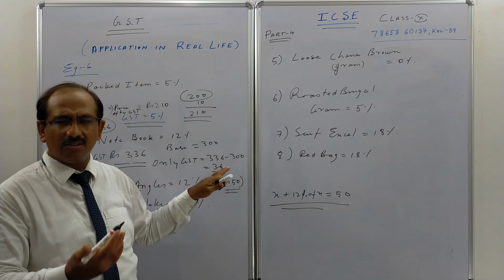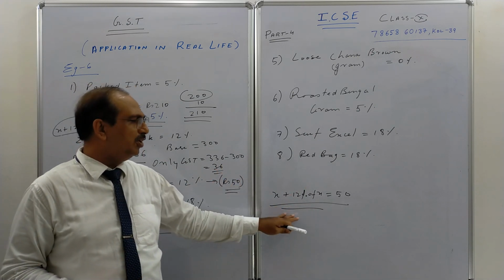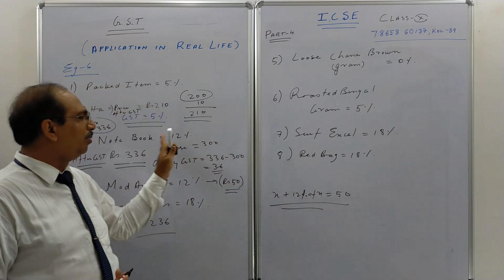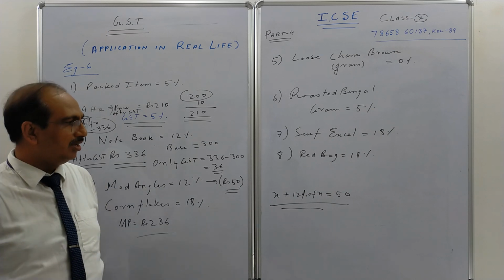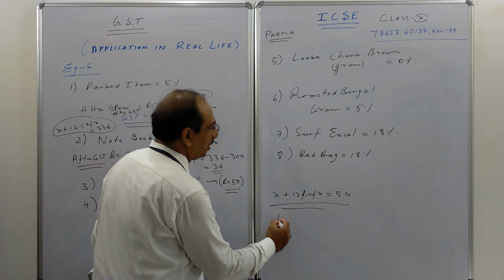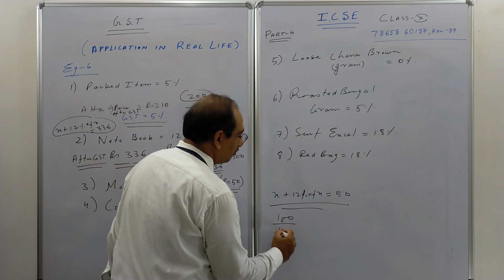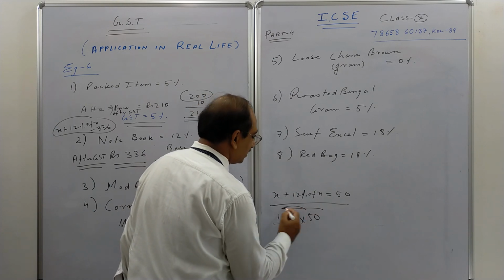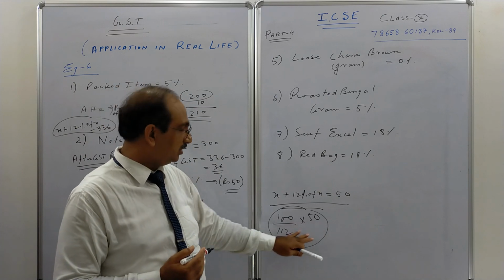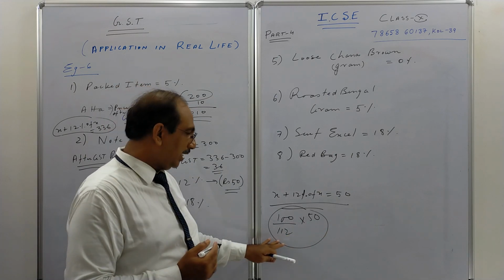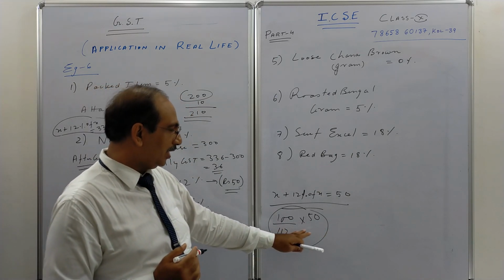Most of what we see in real life is the inverse case. We know the price with GST. If you want to go back, you have to do this method, or as I have taught you. So the direct method would be 100 by 112 into 50 rupees, because GST is like profit, it is after 12%. So this is 112%.